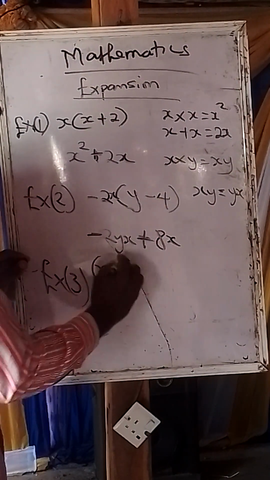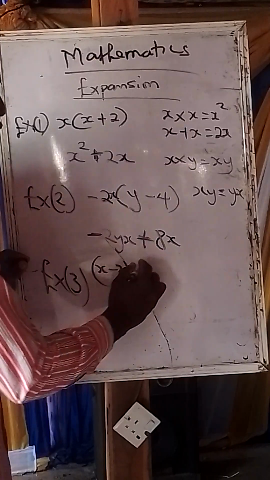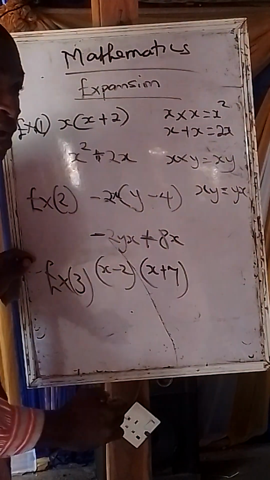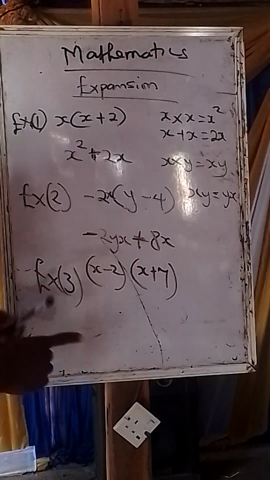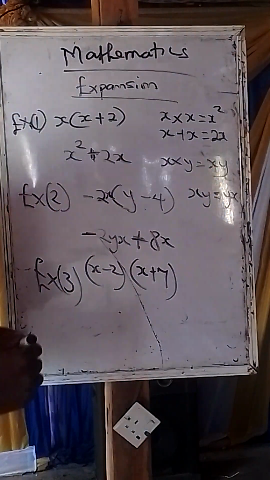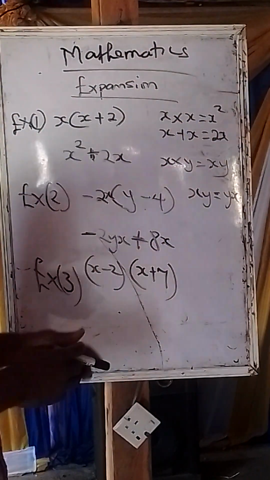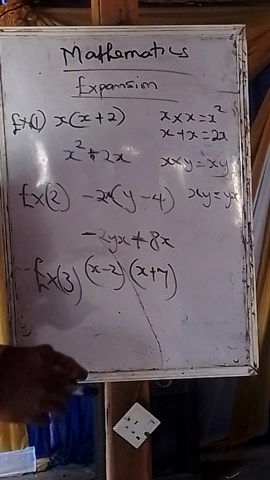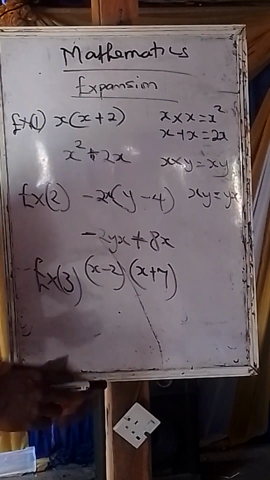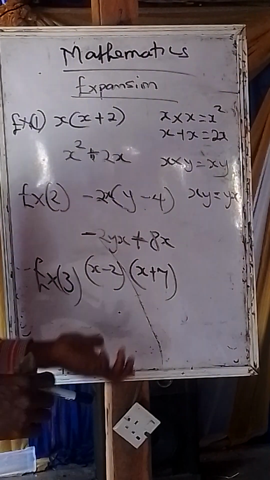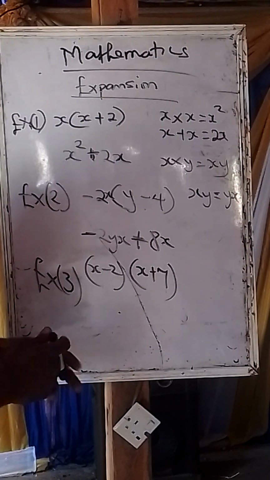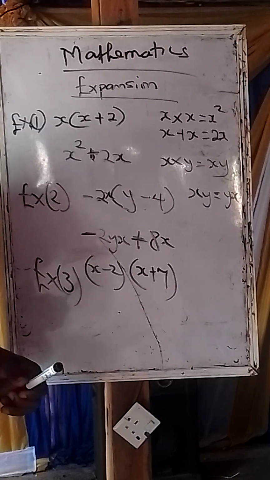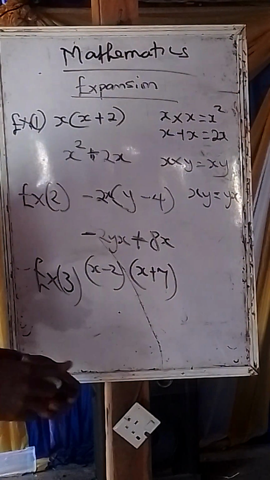x minus 2, open bracket, x plus 7, right? Whenever you have something like this equal to 0, don't worry, we are dealing with the expansion process. We'll go back to that. When we now equate it to 0, it becomes a quadratic equation. But let's do the expansion first. Let's see how it goes. I will come back to that when I'm doing quadratic equations. Then let's just do this one first.